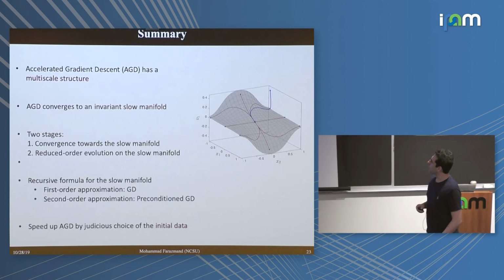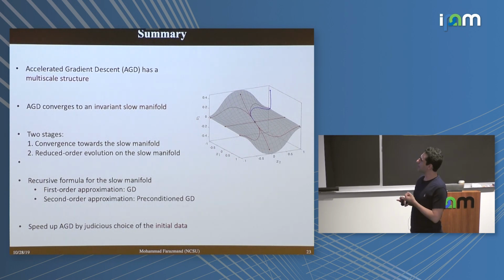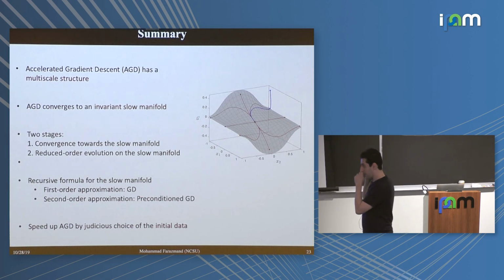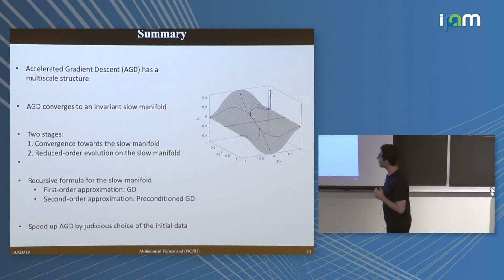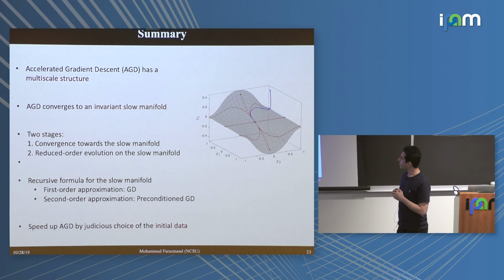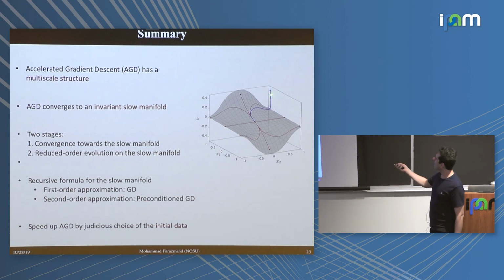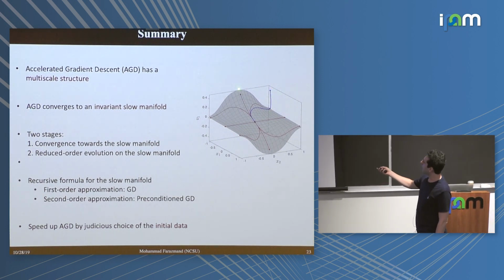Well, just to conclude, a few things. The accelerated gradient descent has a multiscale structure that you can use geometric singular perturbation theory to actually discern. The important thing is that it has an invariant slow manifold, and if you start off there, then your trajectories have two stages. The first stage is not very helpful, because you're not doing a lot of work converging to the minimizer. You're doing a lot of work converging to the slow manifold.